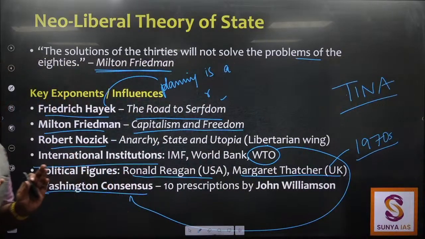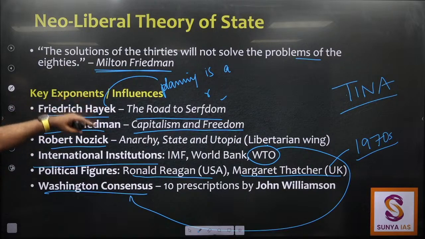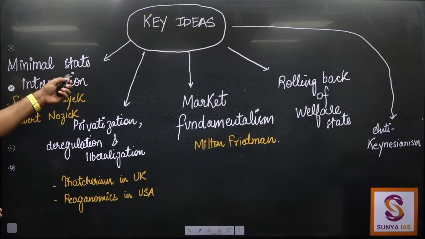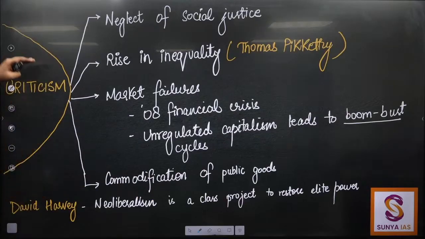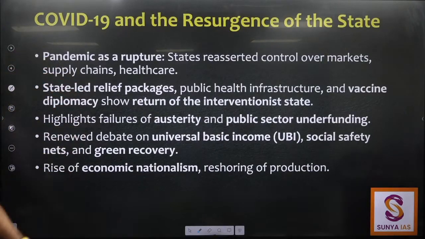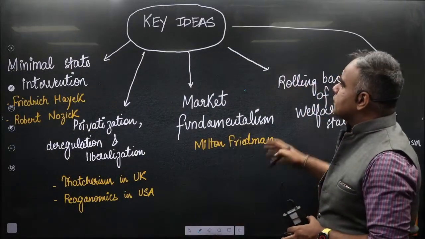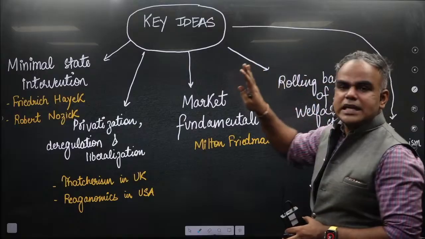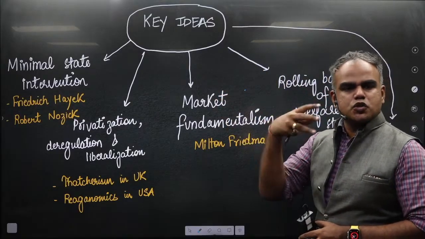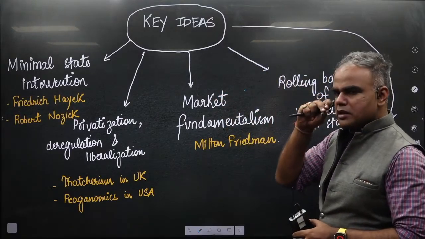Are we clear till here? We have seen the key exponents, right? Now let's go to the key ideas of this, and then we'll go into criticism, and then we'll see COVID-19, etc. So there are many dimensions to cover here. Now, number one, what are the key ideas spoken about by the neoliberal theory of state?